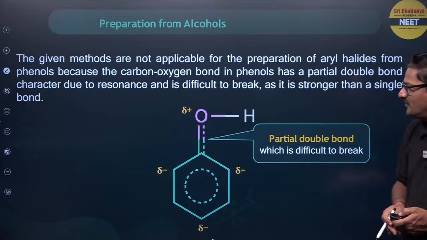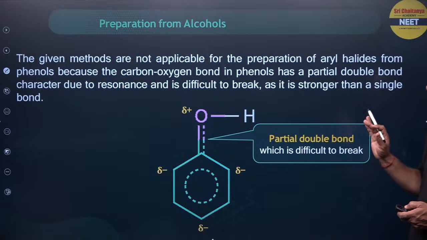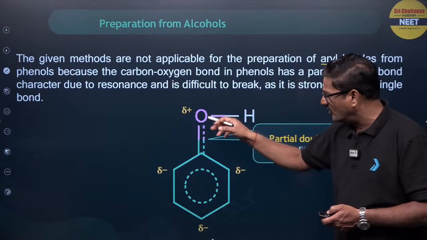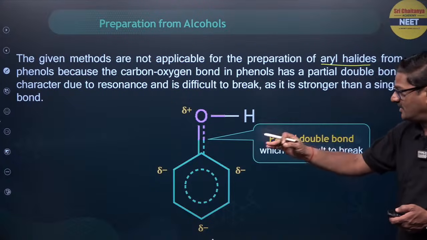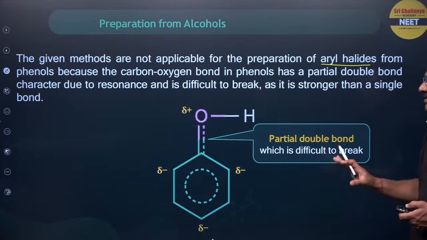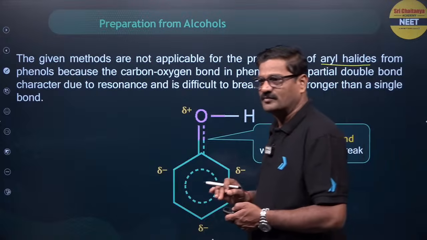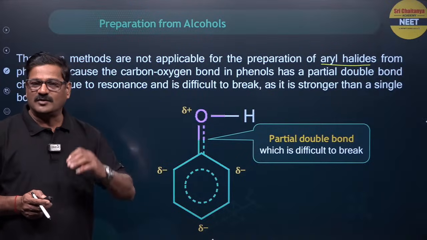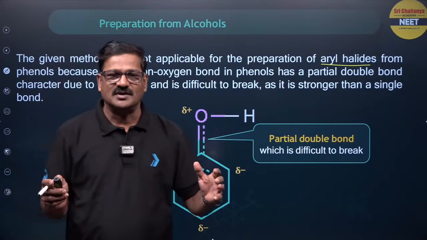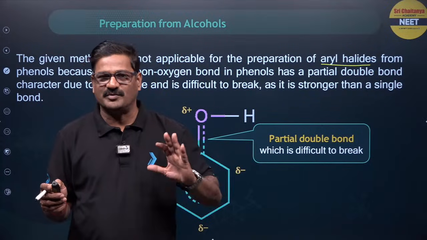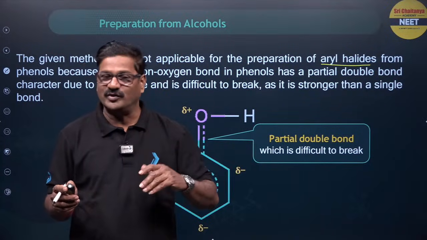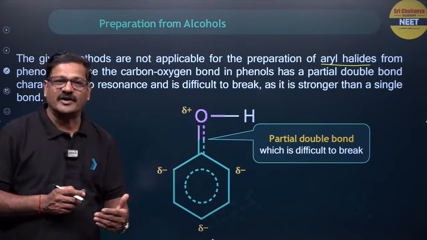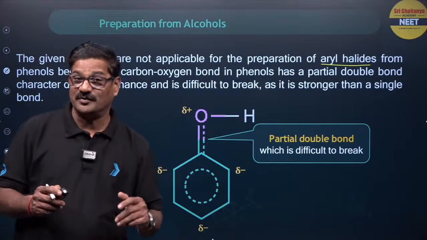Okay, and if you see, the given methods are not applicable for the preparation of aryl halides. Why? Because if you take phenol, the bond, due to resonance, will have partial double bond character. Due to the partial double bond character, breaking and replacing the OH is difficult. I want to say that in the whole of organic chemistry, any bond directly attached to the benzene, you cannot handle easily. You need special methods. Preferably you can make it into benzene diazonium chloride. That is the best way you can do it, right?